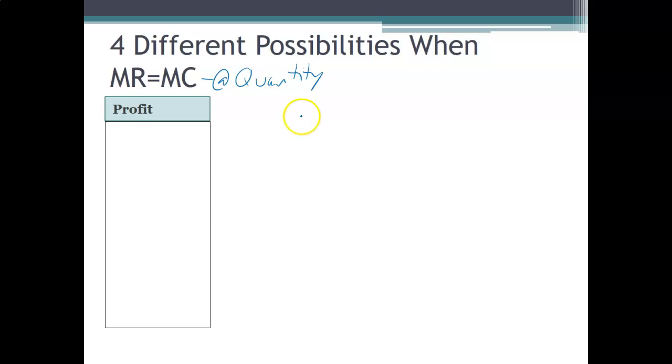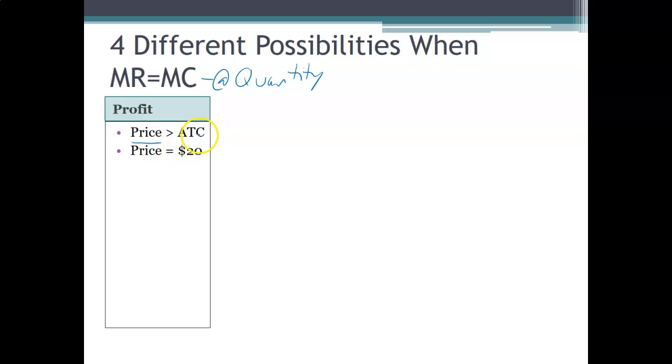So there are 4 possibilities. The first one is I can make a profit. This is true for all market structures. When I'm producing at the profit maximizing output, at whatever quantity that is, I can have 4 scenarios. First one is I can make a profit. Once I figure my quantity, at that quantity, I'm comparing my price to my average total cost. If my price is greater than my average total cost, I'm making a profit. For instance, if my price was $20, that would be the average revenue, that would be the price, that would be my demand.